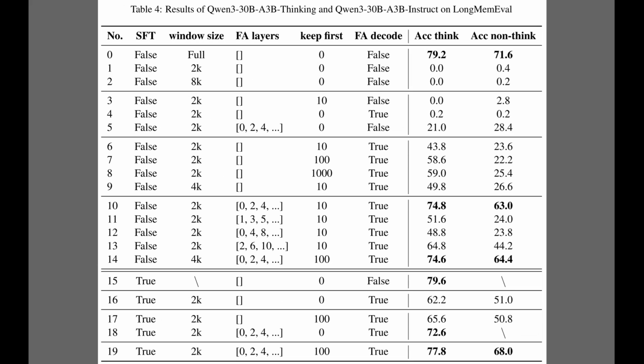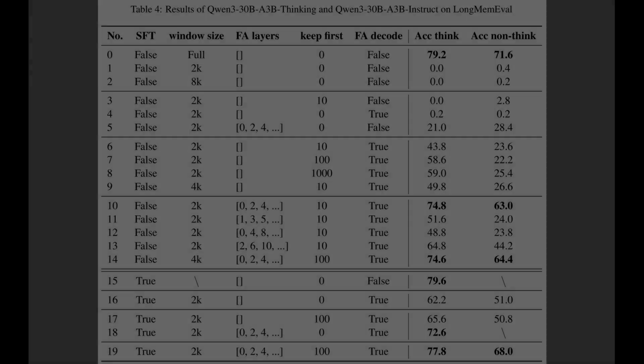Well, Figure 2 focused on the 4 billion parameter models, and Table 4 shows that the same story holds for the larger Qwen3 30 billion variants. The top block without supervised fine-tuning reports near zero accuracy for naive sliding windows, but full attention decode plus interleaving layers lifts thinking accuracy to about 75%. The bottom block with supervised fine-tuning pushes the best recipe to nearly 80% thinking accuracy and around 68% for the instruct model, so the adaptation scales very well to bigger models.